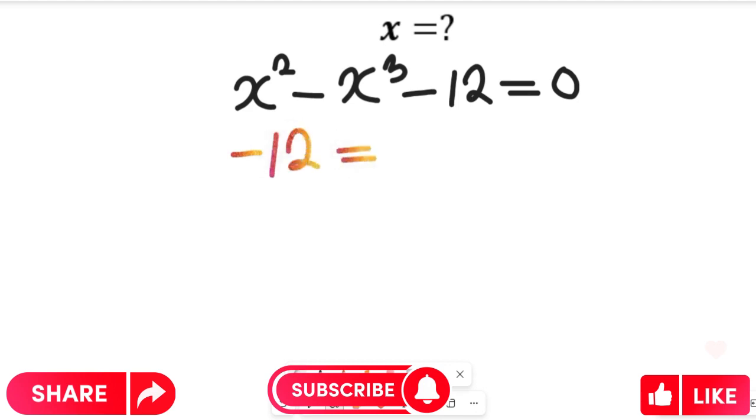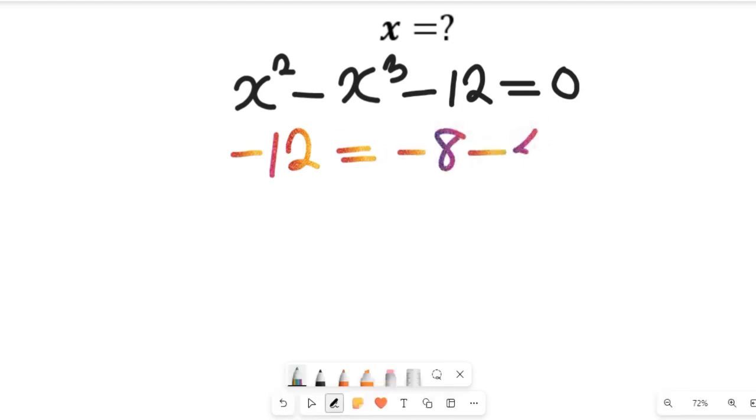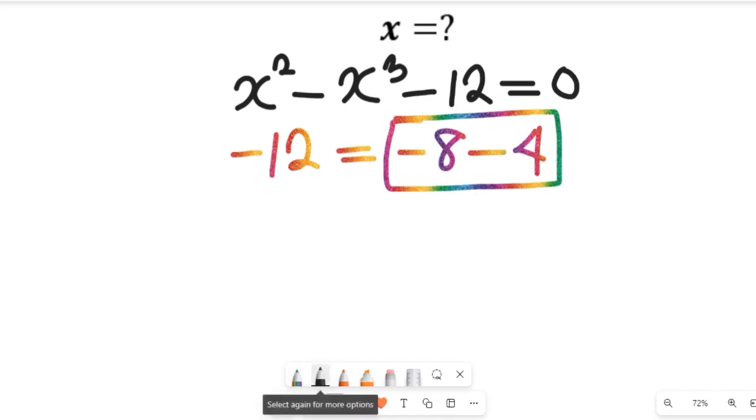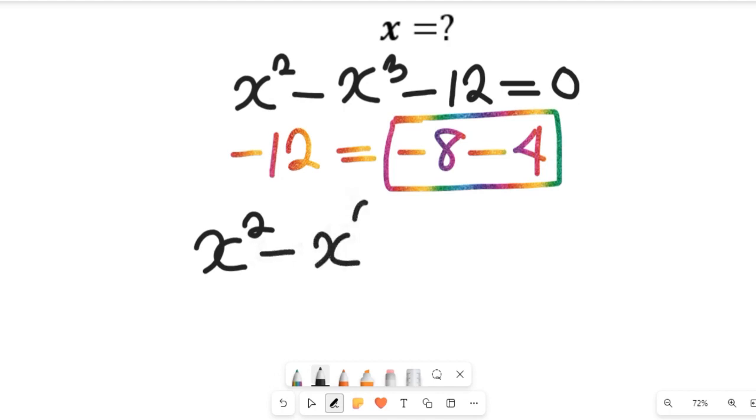This is where the logic comes in. Minus 8 minus 4 will definitely give us minus 12. So we are going to substitute the values of minus 8 and minus 4 for minus 12 in that expression. If we do that, that expression will now give us x to the power of 2 minus x to the power of 3 minus 8 minus 4, and this will be equal to 0.